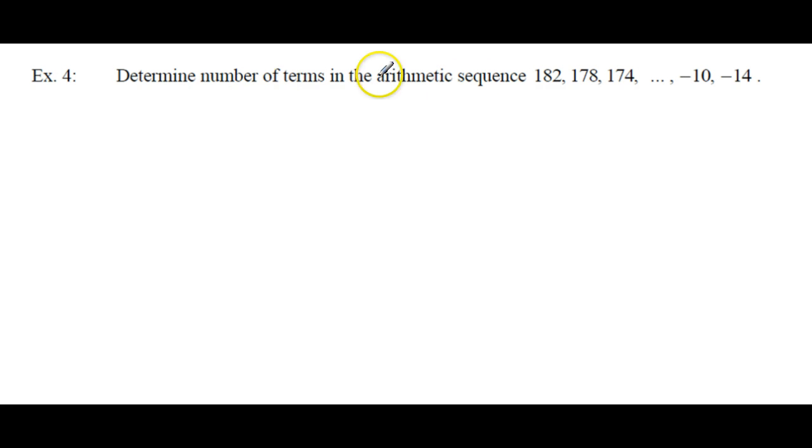Determine the number of terms in the arithmetic sequence. So I kind of like to list. What am I dealing with here? Well, we know T1, the first term, is 182. We know that the difference, so 178, how do you go here? You go down 4, right? So the difference is minus 4. We know that the nth term, we don't know what n is, but we know that t sub n, the nth term, is negative 14. And n, well, that's a question mark, right? That's what we have to find.